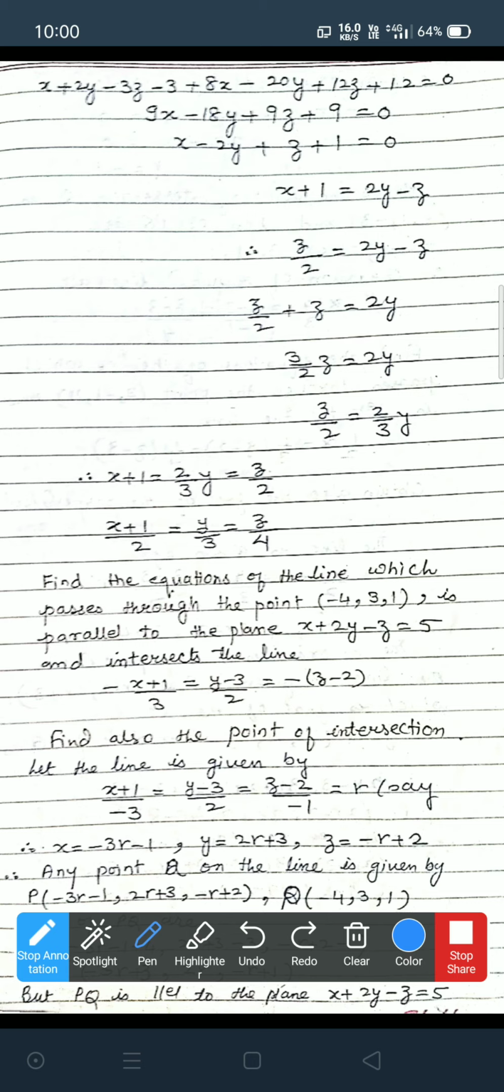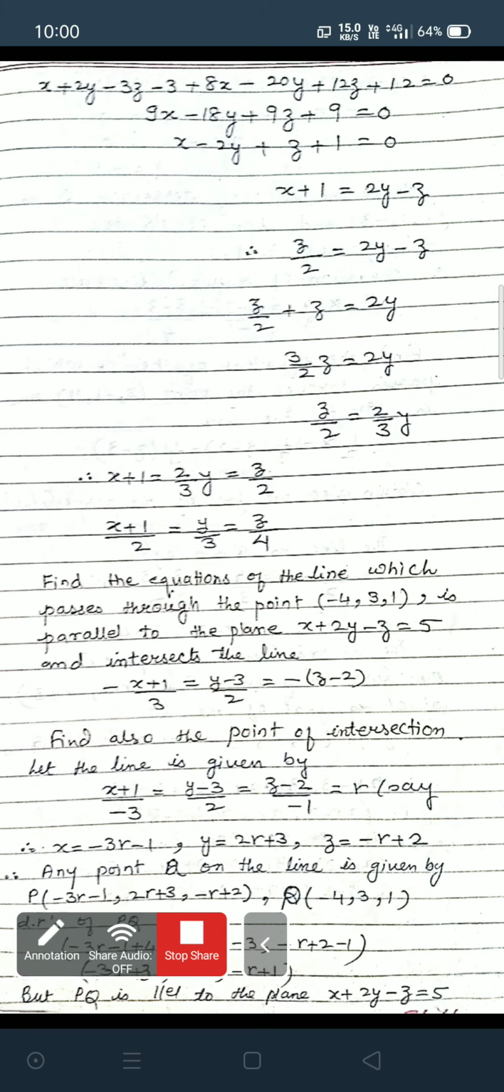Any point p on the given line is given by minus 3r minus 1, 2r plus 3, minus r plus 2. And we have given another point on the line, which is minus 4, 3 and 1.